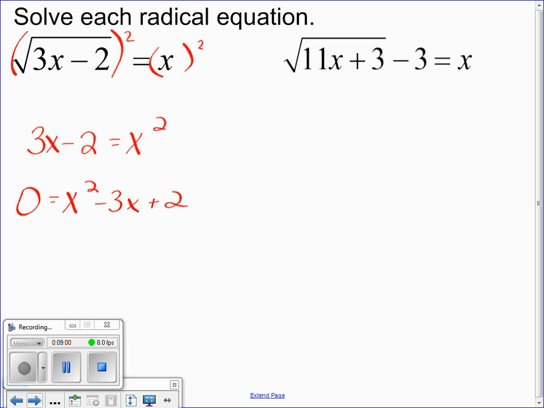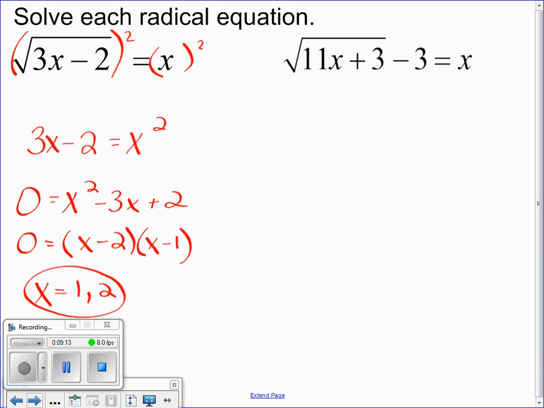All right, does this factor? That factors. Yeah, x minus 2, x minus 1. So x equals 1 and 2. You should check these to make sure they still work, though. Do you have to check them both or just one? Both. Checking the first one. 3 times 1 is 3, minus 2 is 1, square root of 1 is 1, plug in 1, and it worked. Same thing with the 2. 3 times 2 is 6, minus 2 is 4, square root of 4 is 2.